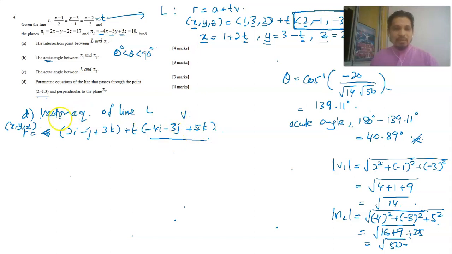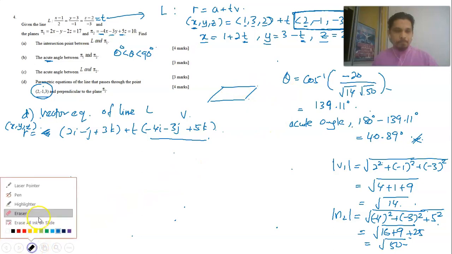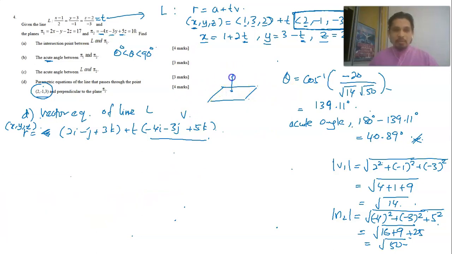here now to make a vector equation, meaning that we form the vector equation of line L passing through the point and perpendicular to the plane. So just imagine that this plane has a normal of negative 4, negative 3, and 5. We would like to form the vector equation of the line passing through the point 2, negative 1, 3. Let's say this is the point 2, negative 1, and 3.